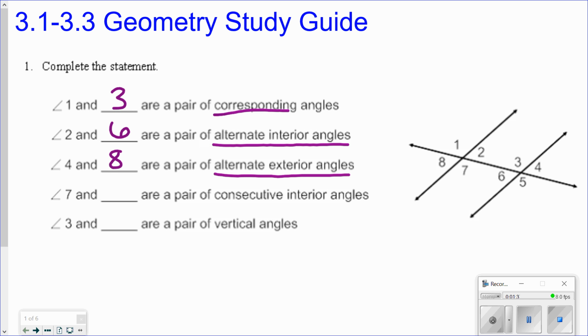Angle 7 and angle blank are a pair of consecutive interior angles. So interior are in between these 2 lines. Consecutive means same side. So if we're talking about angle 7, the same side interior would be angle 6.